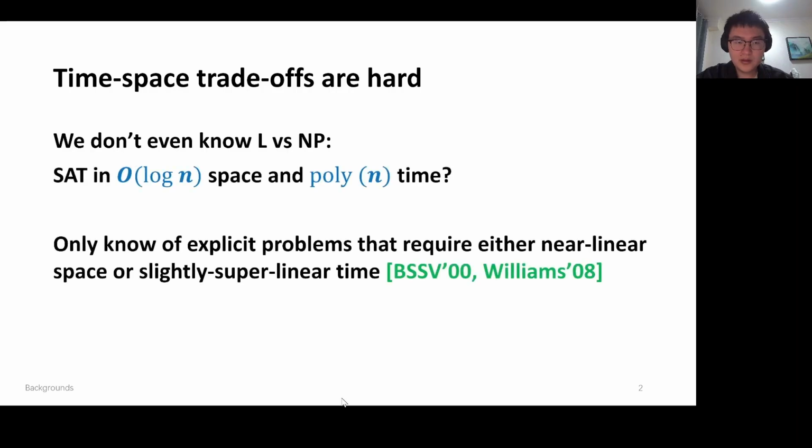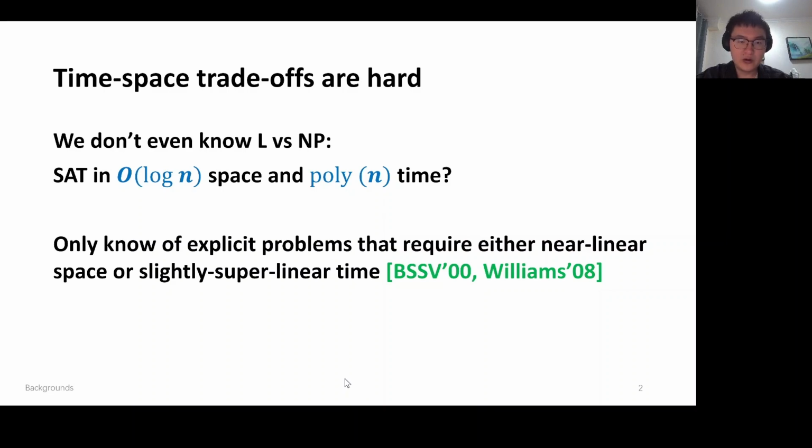Time-space trade-offs are believed to be very hard problems. They will probably remain open long after NP and P are separated. Specifically, we don't even know the separation between log space and NP. That is, whether SAT can be solved simultaneously in log space and polynomial time.